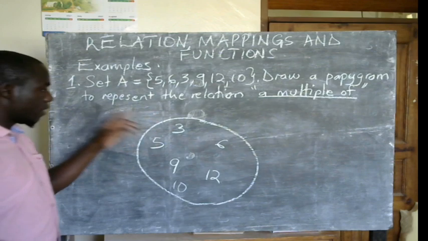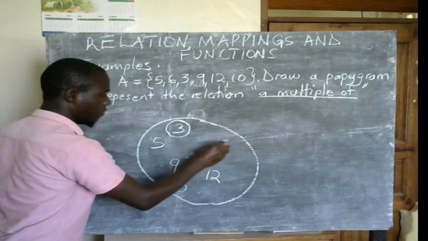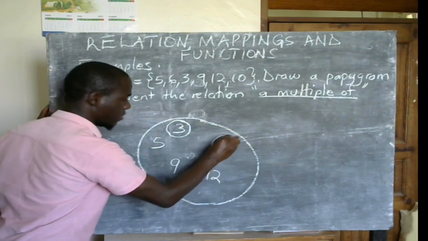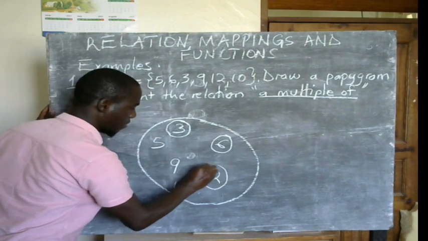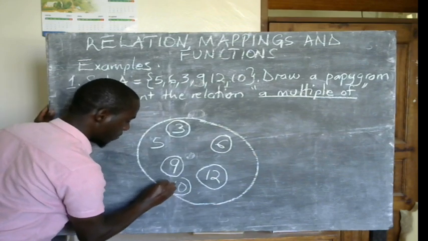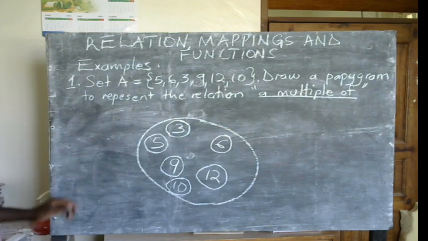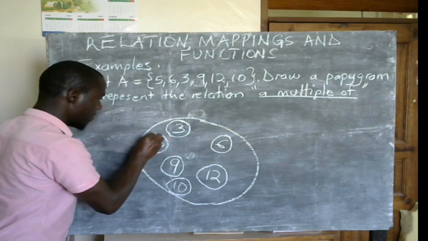So these elements, they are multiples of themselves. 6 is a multiple of 6. 12 is a multiple of 12, 9 is a multiple of 9, 10 is a multiple of 10. 5 is a multiple of 5. Then I'm going to include arrows on them.